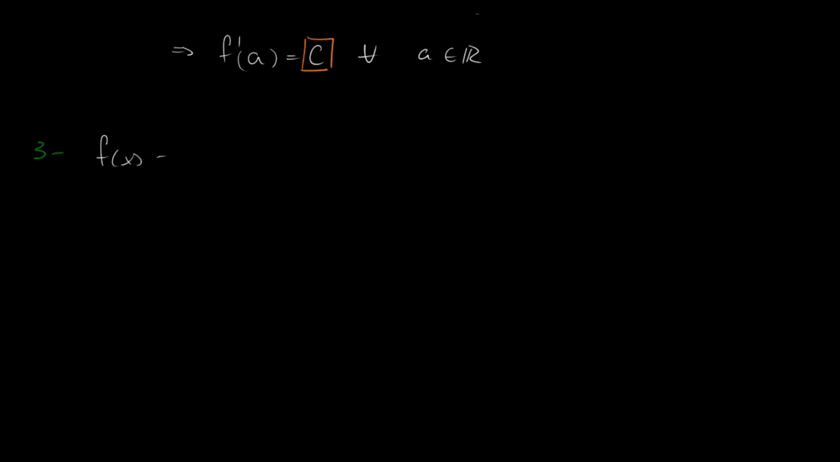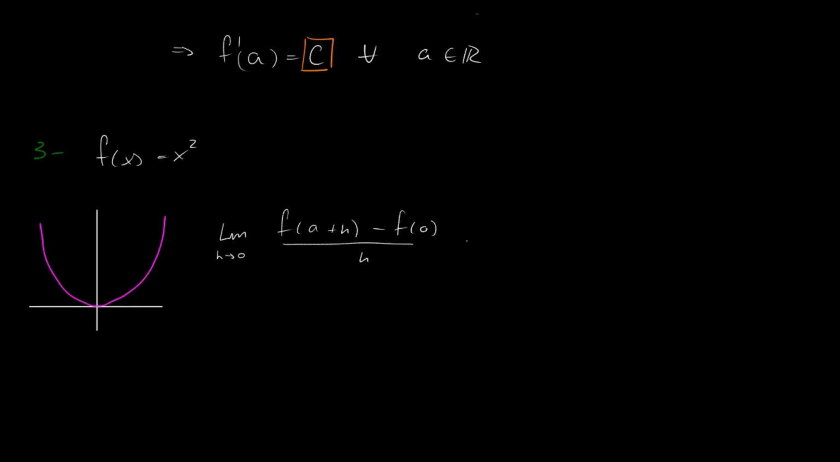Now we have the function x squared. The plot for our function is going to be something like this. And as we've done before, we want to calculate the limit when h tends to 0 of f of a plus h minus f of a divided by h. So this is the limit when h tends to 0 of, f of a plus h is a plus h squared, minus a squared, all this divided by h.